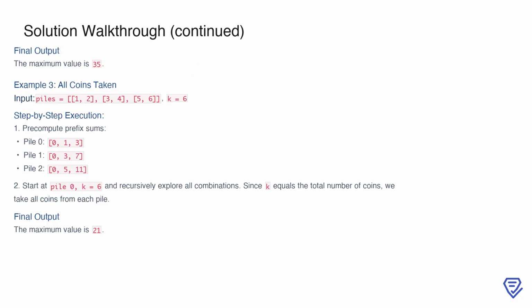In the final example, we examine a scenario where the total number of coins to be selected equals the total number of coins available across all piles. After pre-computing the prefix sums, we begin with pile 0 and 6 coins. Since we can take all coins, the process becomes straightforward. We take all the coins from each pile. For pile 0, this adds 3 to our total, for pile 1, it adds 7, and for pile 2, it adds 11. Summing these values gives us a final maximum value of 21. This example highlights the simplicity of the solution when k matches the total number of coins, as there's no need to make any decisions, every coin is selected.